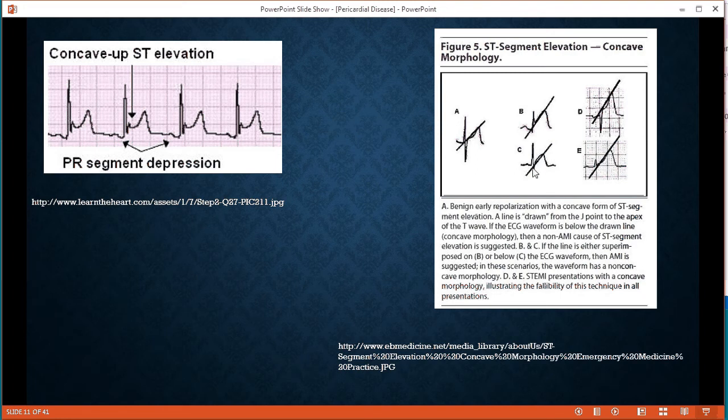Or of the T wave. In terms of the ST segment elevation, when the T wave starts to take off, you're going to have this convex appearance. So that's where the difference occurs between pericarditis and MI.